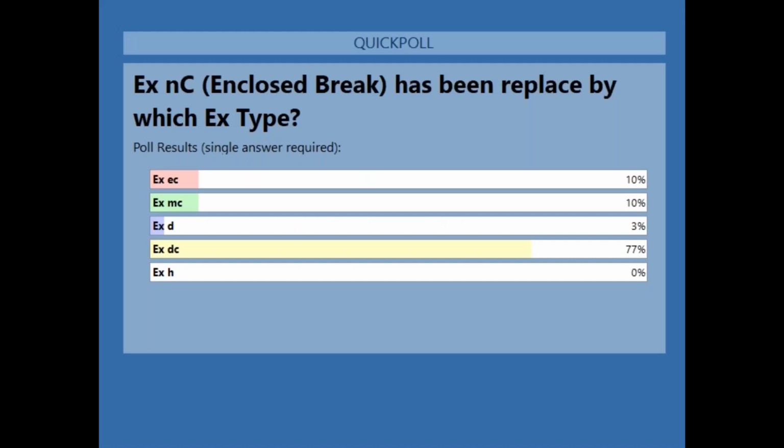Okay, guys. Enclosed break has not become EC. EXNA, which is our non-sparking and arcing equipment, is EC. Encapsulation, NC, has become MC. An enclosed break, which contains the explosion and allows it to go through the opening and sufficiently cool, like the body acting as a heat sink, is EXDC. 77% of you were correct.